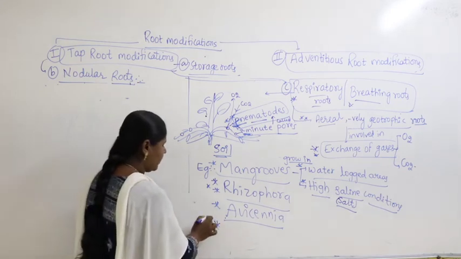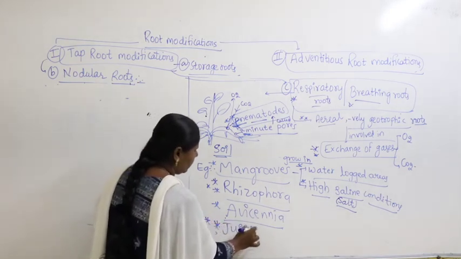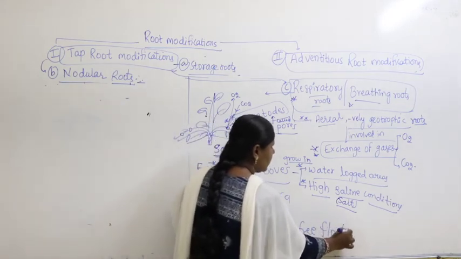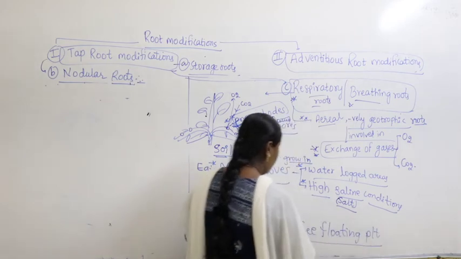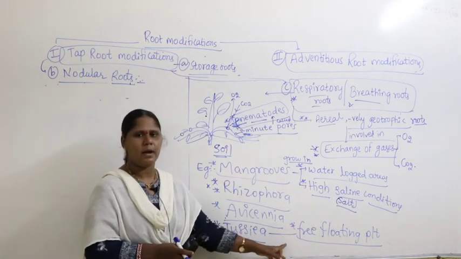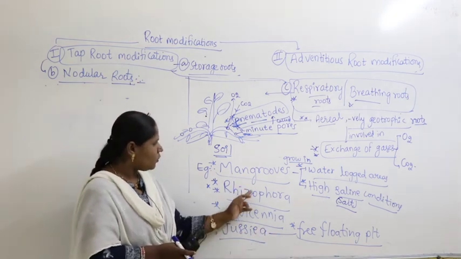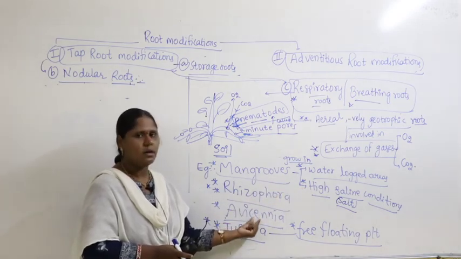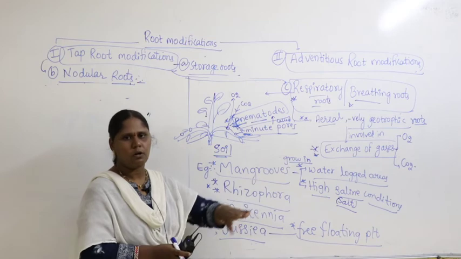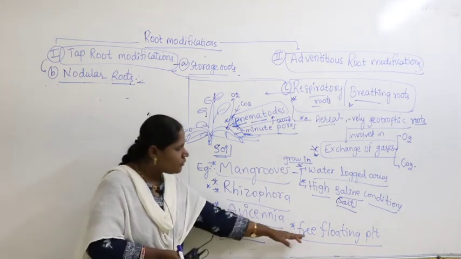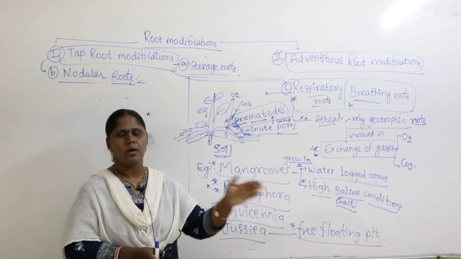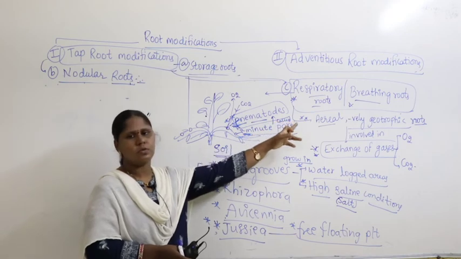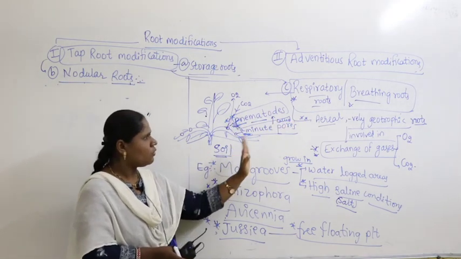And also take one more example, Jussiaea. Jussiaea is a free floating plant. Why especially are we writing free floating plant? It is a hydrophyte. The rest grow in the coastal area. Rhizophora and Avicennia generally grow in coastal areas, in waterlogged areas, whereas Jussiaea is a free floating hydrophyte. It floats on the surface of water, but still it contains respiratory roots or breathing roots. I hope it is very clear.